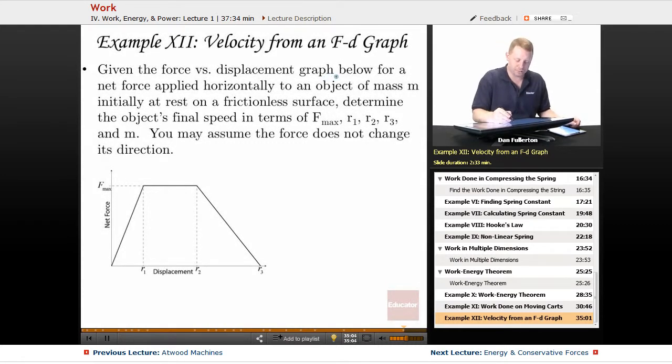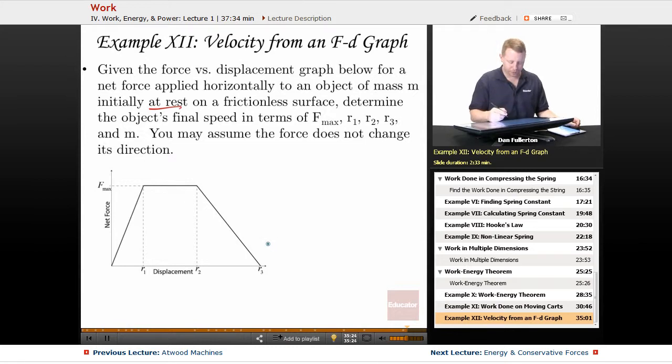Given the force versus displacement graph below for a net force applied horizontally to an object of mass m that's initially at rest on a frictionless surface, determine the object's final speed in terms of F max, these R1, R2, and R3 points, and mass. You may assume the force does not change its direction.